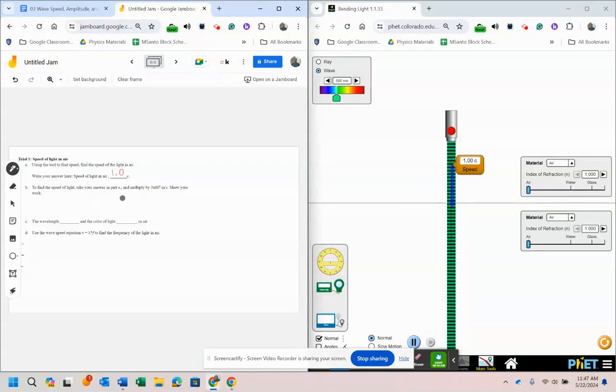So this is going to be the speed of light is equal to 1 times 3 times 10 to the 8th meters per second. Now 3 times 10 to the 8th meters per second, when you put it in your calculator, it's going to be 3 followed by 8 zeros. All right, so you get an answer of 300 million meters per second. And that's how fast light travels in air.